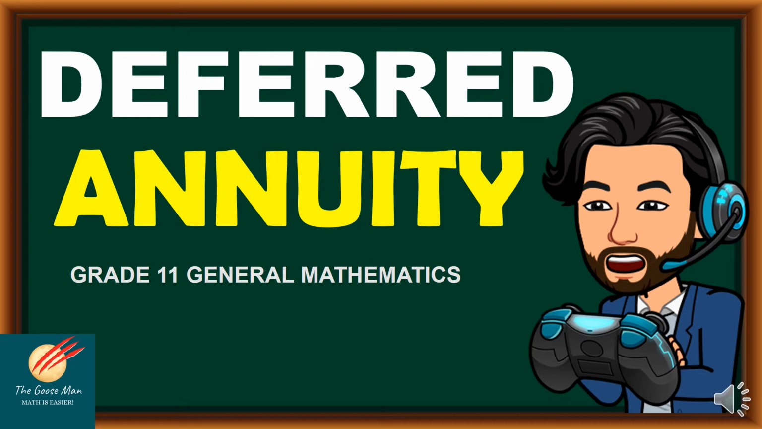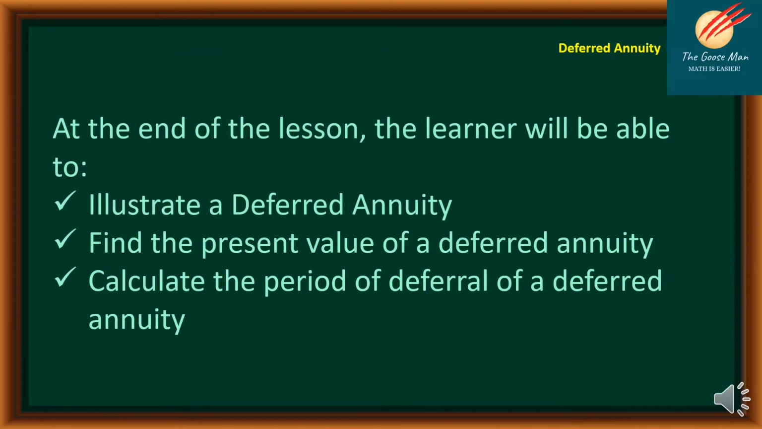This is Teacher Onedy Guzman and our topic for today is Deferred Annuity for Grade 11 General Mathematics. At the end of the lesson, the learner will be able to illustrate a deferred annuity, find the present value of a deferred annuity, and finally calculate the period of deferral of a deferred annuity.